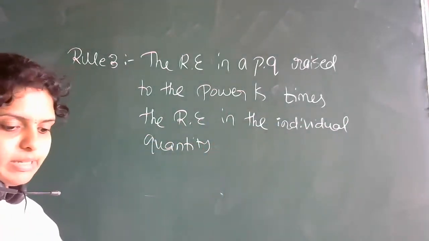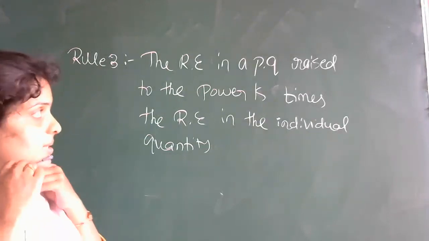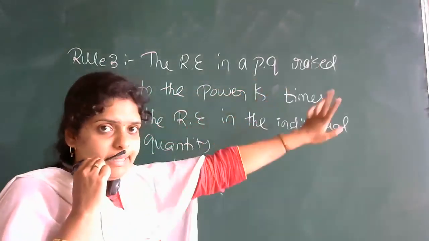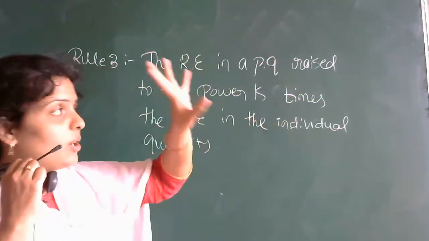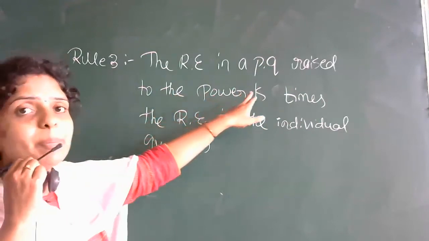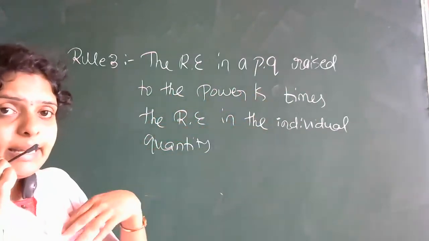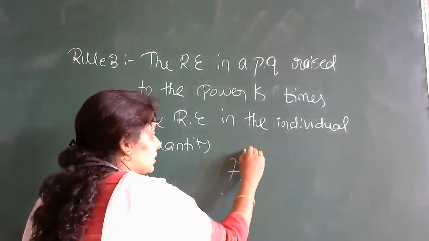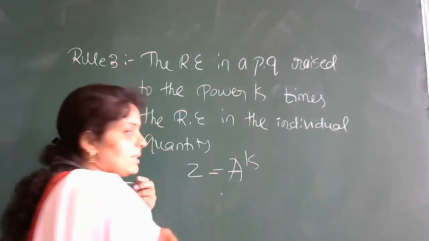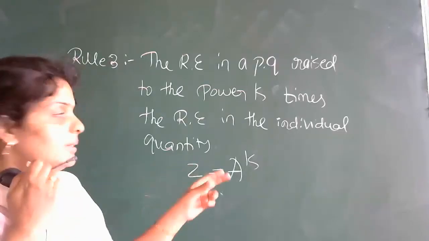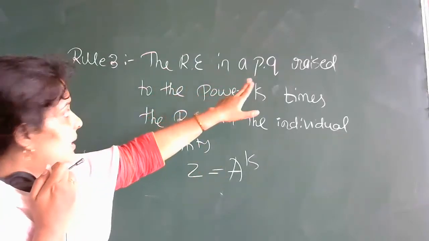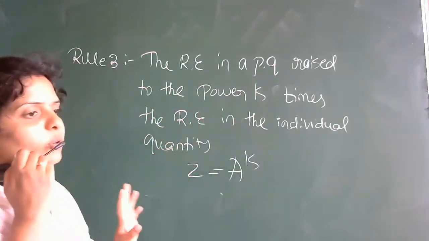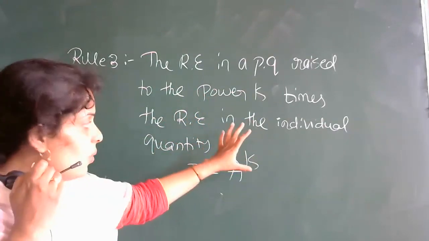See here, very simple again. Only the thing is you should understand what definition I have written. See, the relative error in the physical quantity is raised to the power k. So here I'll take a quantity as what? That is A to the power k. I'll write it as Z is equal to A to the power k. So what they have given? The relative error in the physical quantity raised to the power k times the relative error in the individual quantity. Actually here they have given you what you should take.